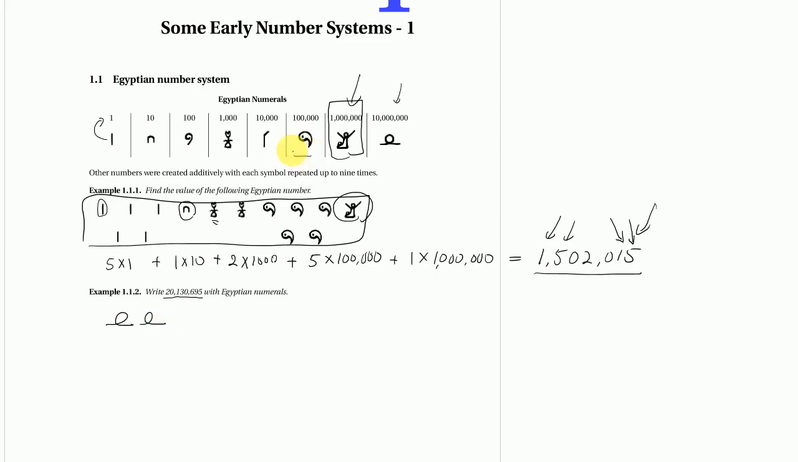The next one is 130,000. We have a symbol for 100,000 and for 10,000, so we need one 100,000 and 3 of the 10,000 symbols, replacing 30,000. So we have to put 3 of these. And the next one is 695. So 600: for that we need 6 of them.